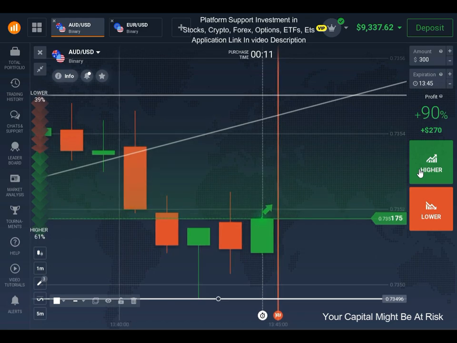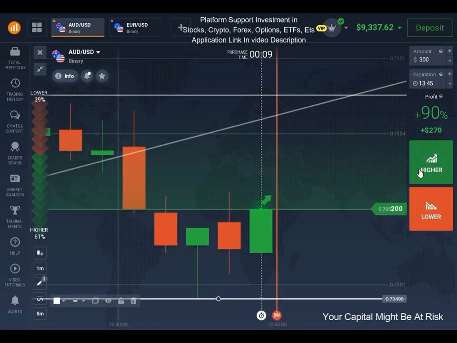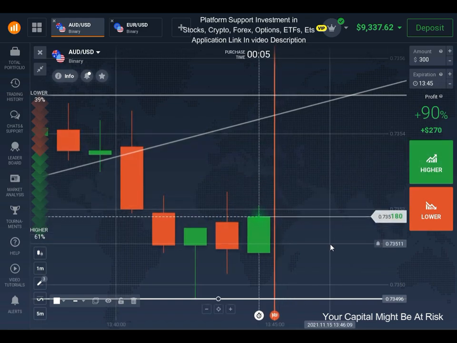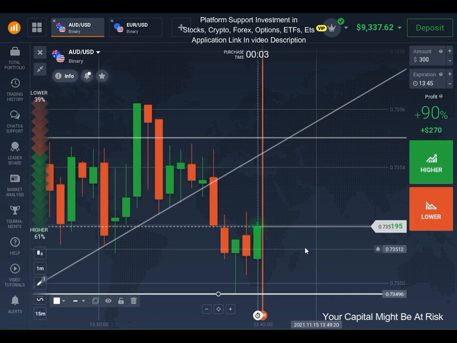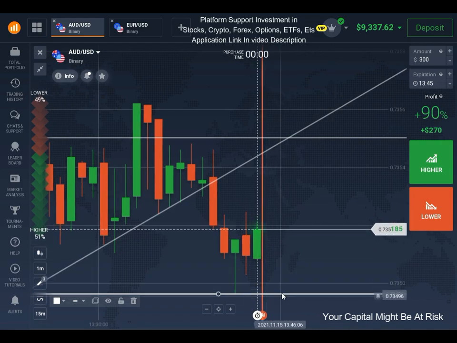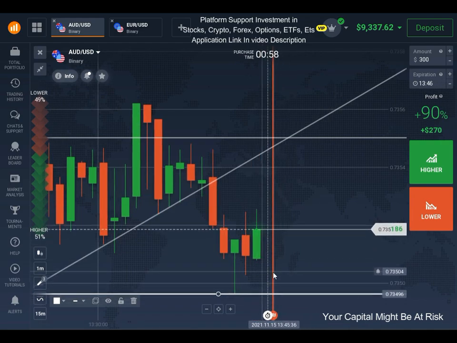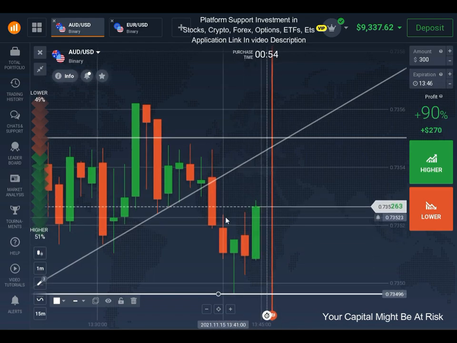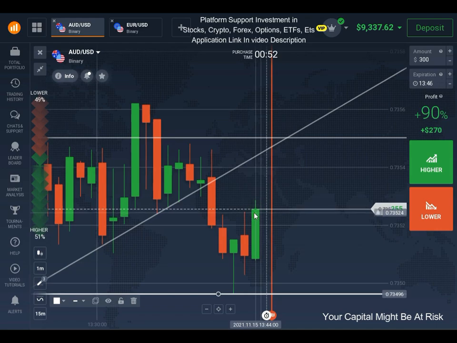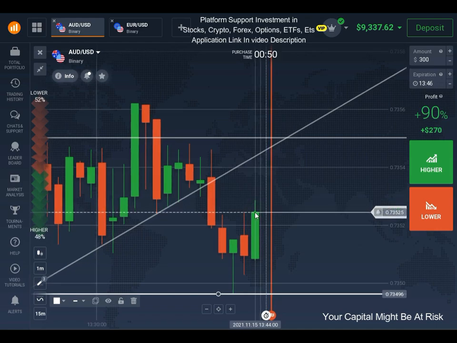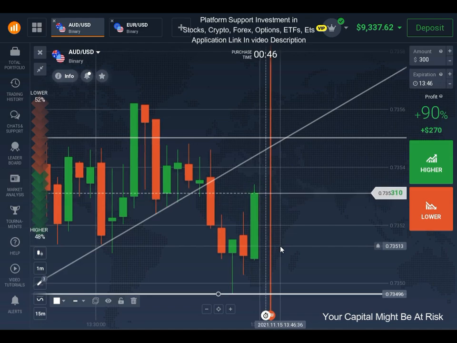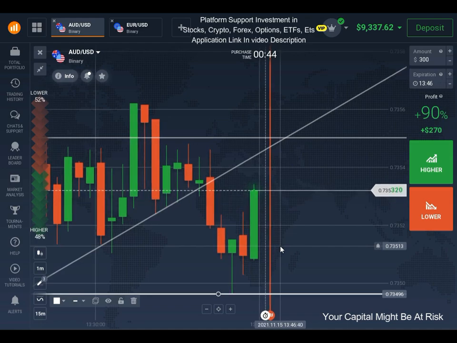You can see market is trying to go in the upward direction, but it is getting constant rejection from this level. I will place my trade once the market reaches this level. This is a strong level to me. I cannot place my trade in between because this is again the recent resistance level, and market may or may not break through this level. No, it is actually, it does break.